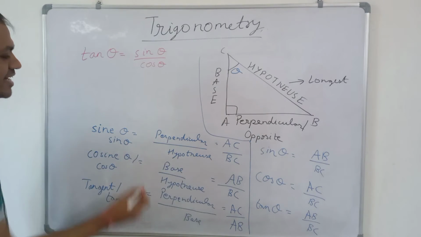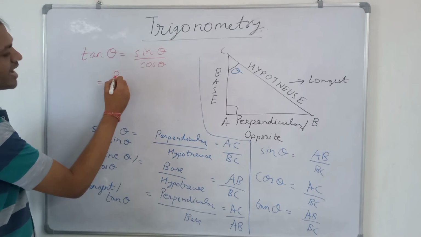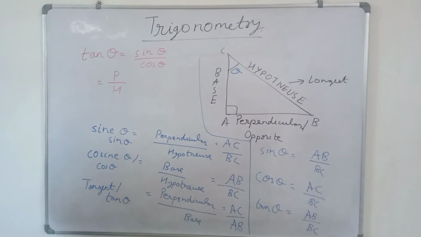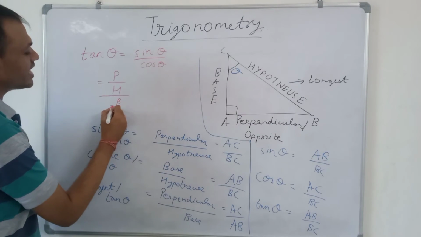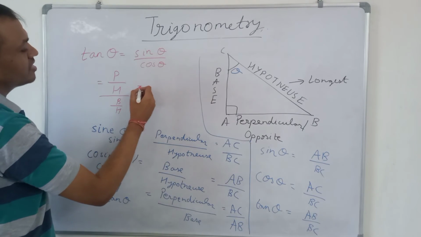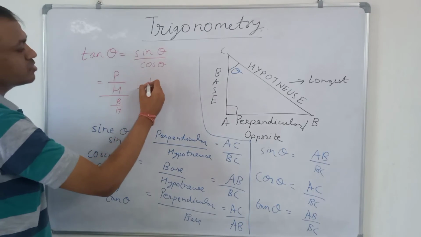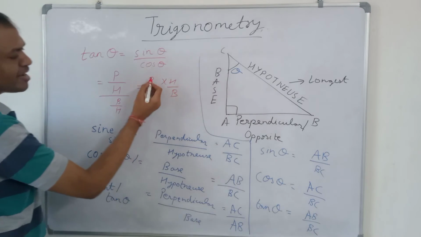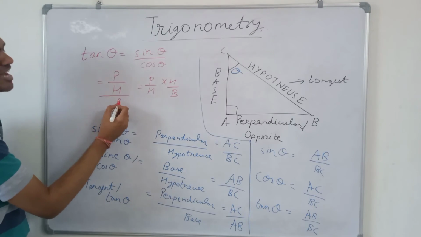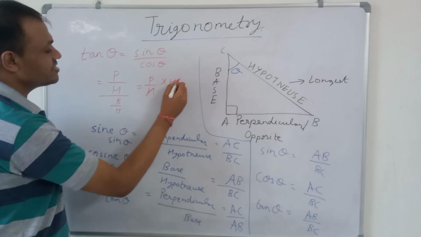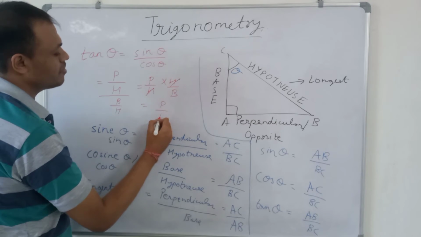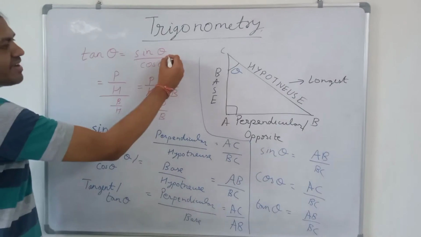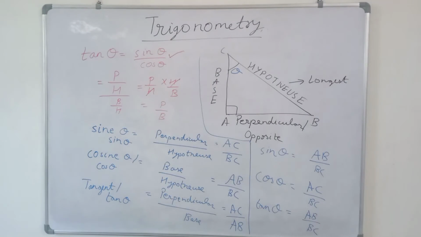If sin theta is perpendicular upon hypotenuse, let's say I write it as P upon H, and cos theta is base upon hypotenuse, so B upon H. So H will go in the numerator, so P upon H into H upon B. I have written perpendicular as P, hypotenuse as H, and base as B. So H and H will cancel, so this is equal to perpendicular upon base. So tan theta is equal to sin theta upon cos theta. This is a very important relation and you must remember this.